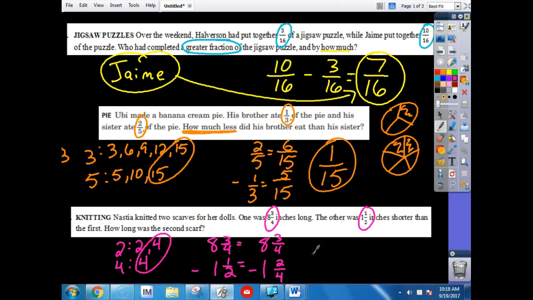I can now do my subtraction. Because I have 3/4, I can take away 2/4. That would be 1/4. My whole numbers are just 8 minus 1. The second scarf was 7 1/4 inches long.